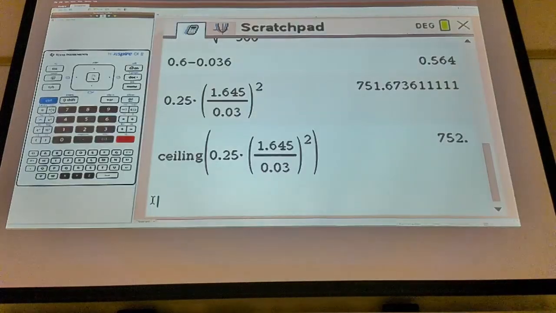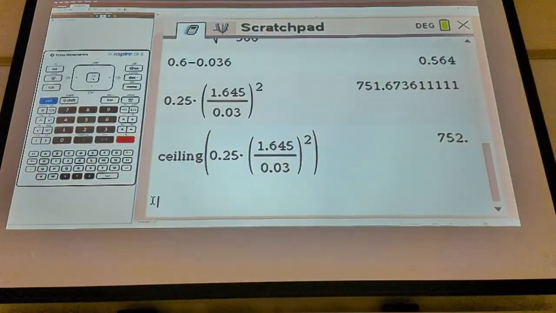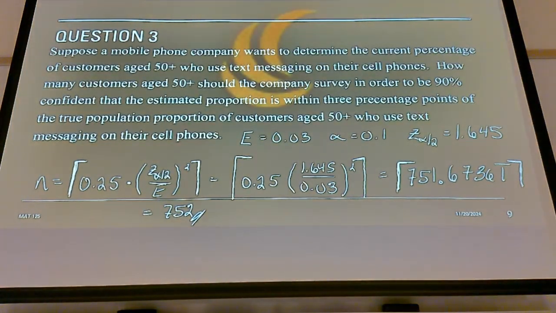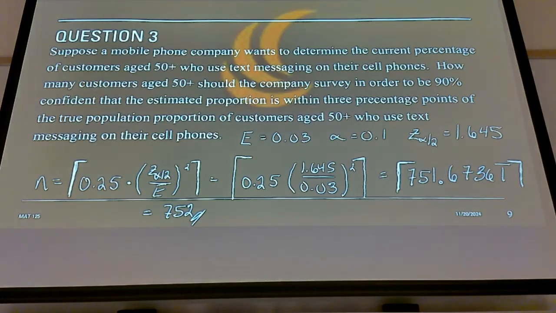But I am fairly certain that the TI-84 and TI-83 do not have the ceiling function. And I know for a fact scientific calculators don't. I don't even know if the TI-89 has one. Might. But either way, we get a sample size of 752.